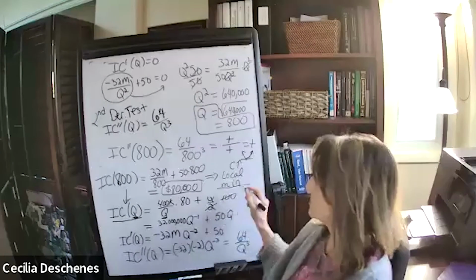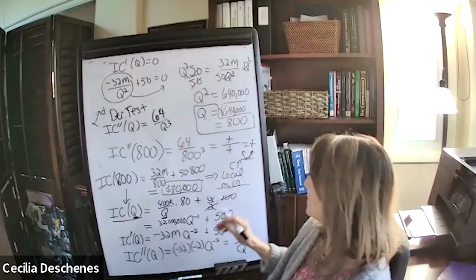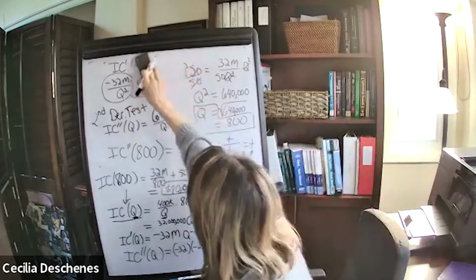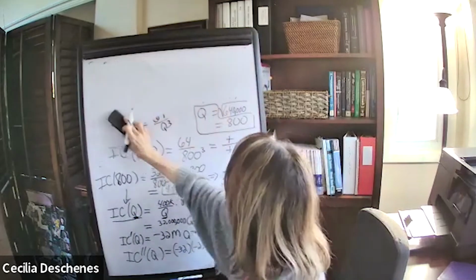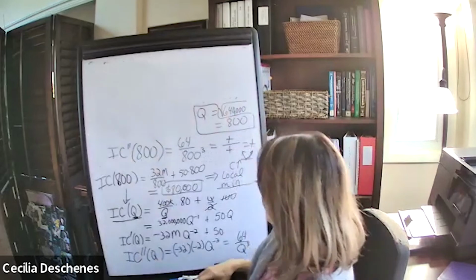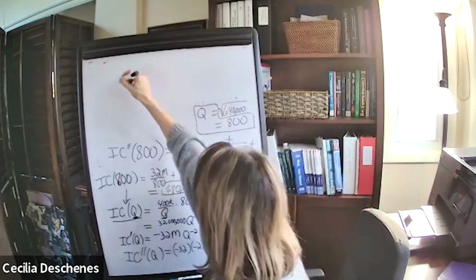Can you repeat that last part, after you found out it was a local minimum? Yes. So once I found out it was a local minimum, all that tells me is what the Q is. So let me try and do a little bit of drawing here. I don't know what this function looks like. It's whatever it looks like.